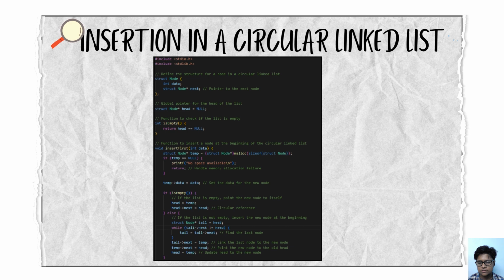In the insert function, we create a new node and handle the insertion at the beginning of the list. If the list is empty, the new node points to itself, creating a circular reference. If the list already has nodes, we traverse to find the last node and update the pointer accordingly. The print list function traverses the circular list and displays each node's data, indicating the circular nature by returning to the head node. Finally, in the main function, we insert a few nodes and print the resulting circular linked list.